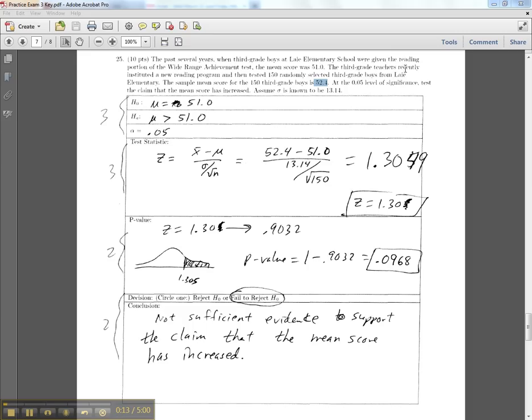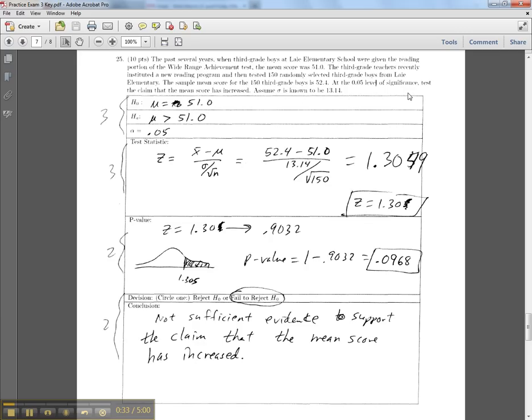The third grade teachers recently instituted a new reading program and then tested 150 randomly selected third grade boys from Laie Elementary. The sample mean score for the 150 third grade boys is 52.4. At the 0.05 level of significance, test the claim that the mean score has increased. Assume sigma is known to be 13.14.